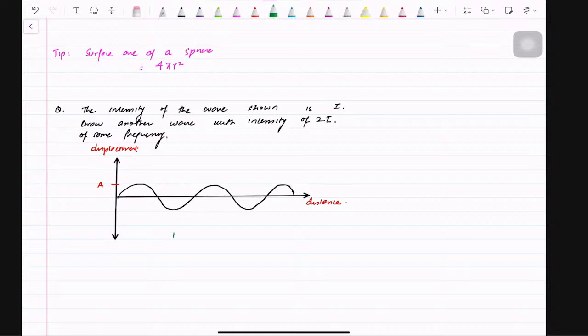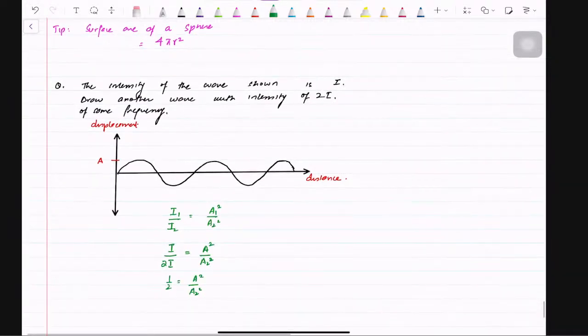So the relationship is I1 over I2 equals A1 square over A2 square. So the first one has intensity of I, and the second one has intensity of 2I. The first one has amplitude A square, the other one has an amplitude of A2 square, so we need to find this A2. So I and I will cancel out, it's going to be half equals A square over A2 square. So A2 square will be equal to 2 times A square. You take under root on both sides. So A2 will be equal to under root 2 A. Do you understand?